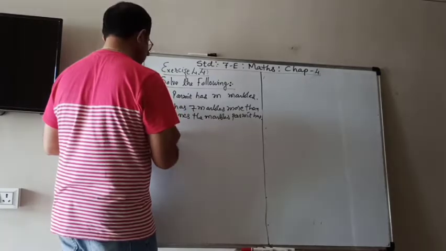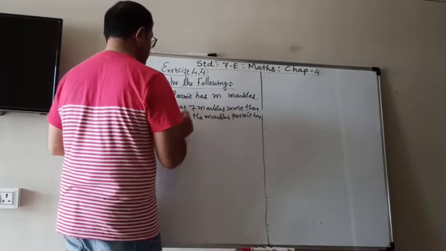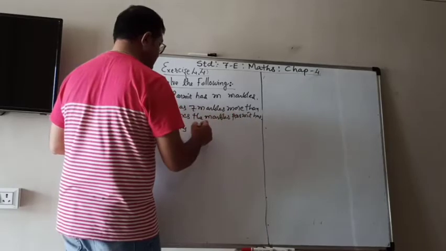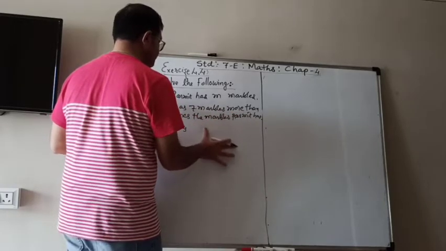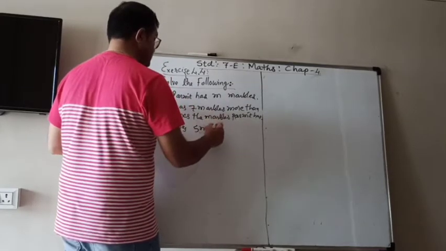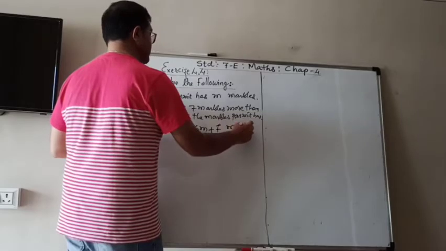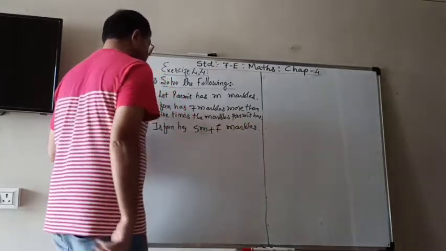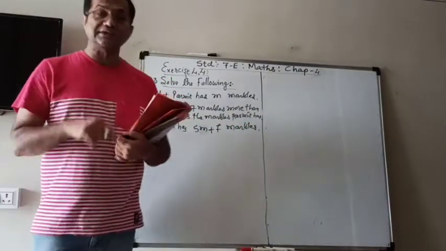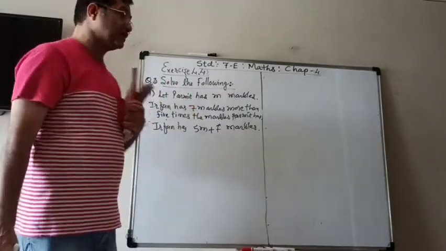Therefore, Irfan has 5 times the marbles Parmit has, so that means 5m. And 7 more also means 5m plus 7 marbles. And it is also given that Irfan has 37 marbles.